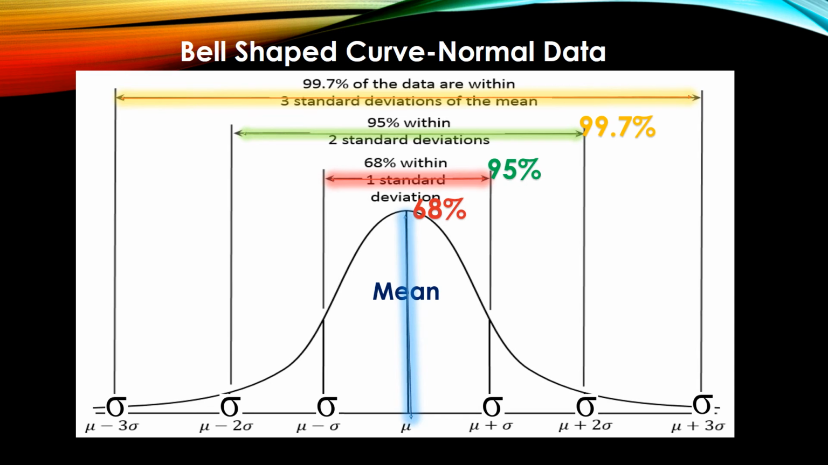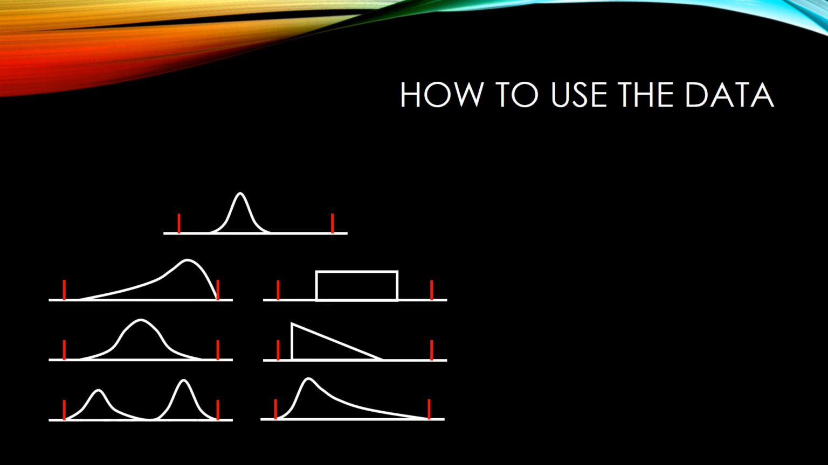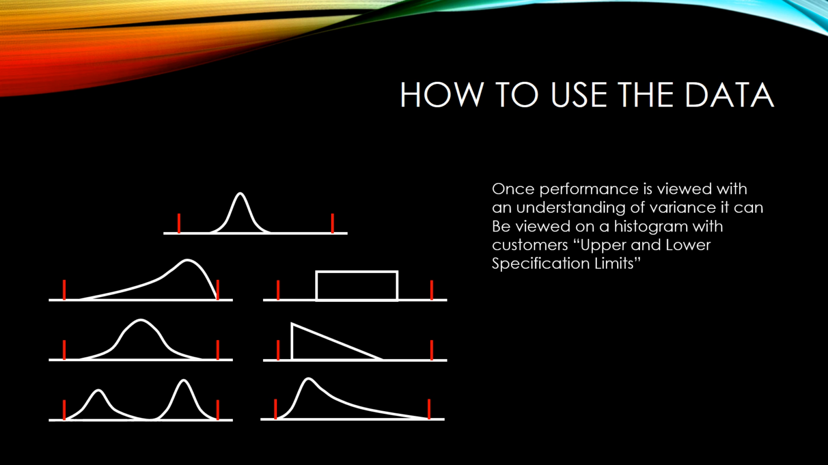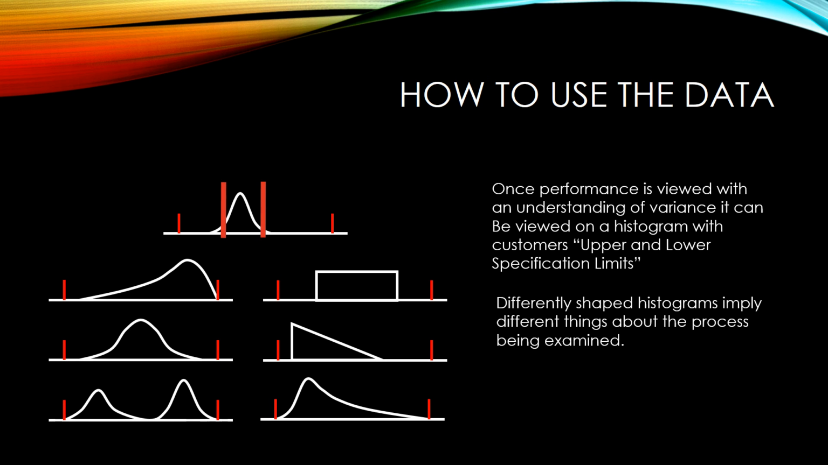What's next is understanding where your customer specification limits are compared to this, and whether that is hitting the right target or not. Okay, so how do I use this data once I have an understanding of standard deviation? Well, once performance is viewed with an understanding of variance and standard deviation, and you lay that on a histogram with upper and lower specification limits, you begin to understand where you're most commonly performing and where you're not performing relative to your customers' expectations. So differently shaped histograms are going to imply different things about the process being examined.